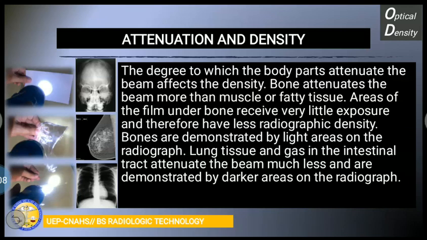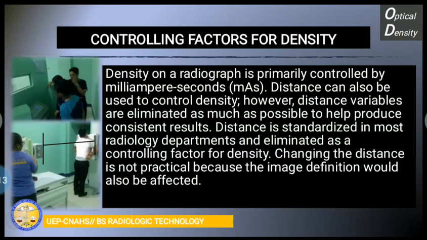So what controls the optical density among our technical factors? In our overview of technical factors, Module 4, we discussed four: kVp, mA, exposure time, with mA and exposure time combined forming the mAs, and the source to image receptor distance, or SID. Density is normally controlled at the console. Density on a radiograph is primarily controlled by milliampere-seconds, or mAs, which combines milliamperage and exposure time in seconds.